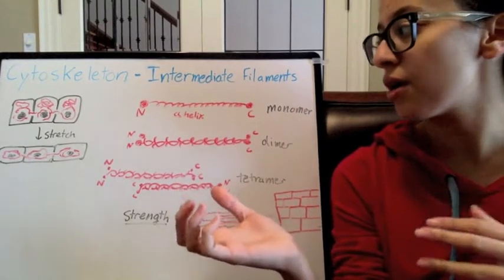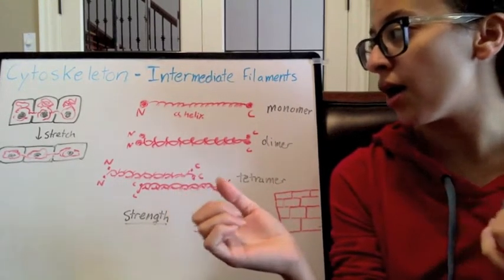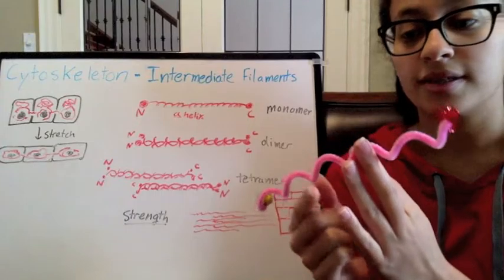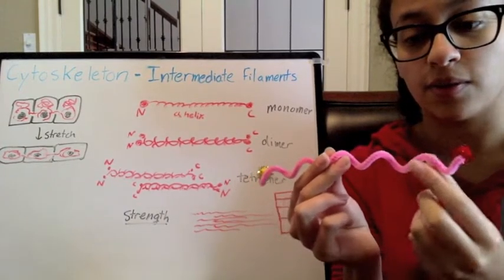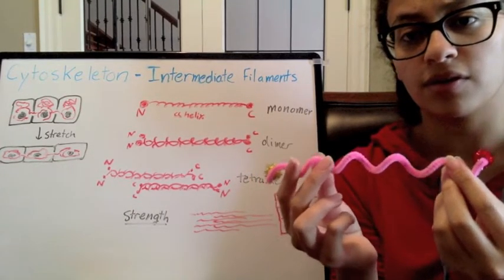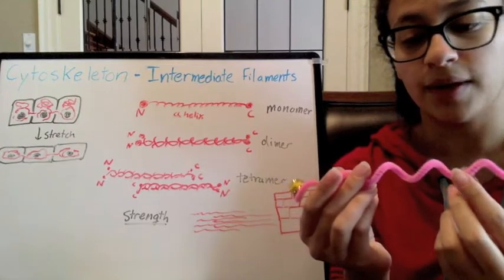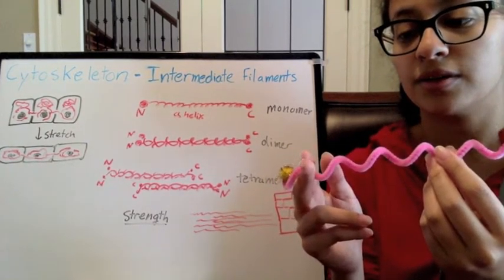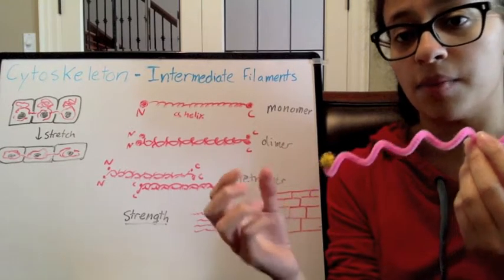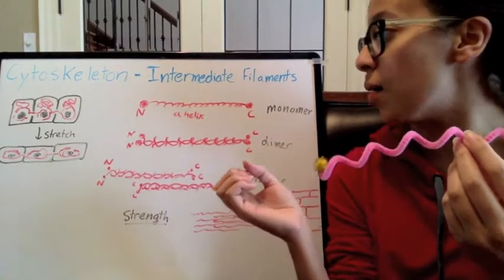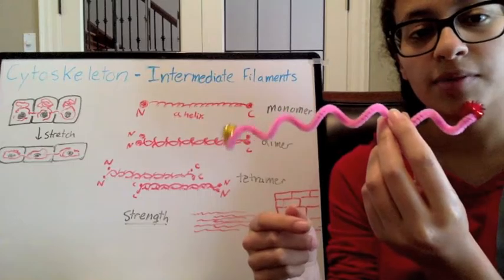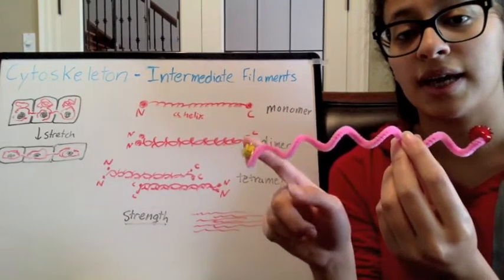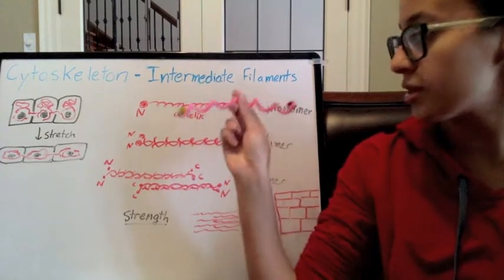Now these filaments, first of all, are monomers. They're made up of this alpha helix. So it's one alpha helix. Usually they're all made up of similar amino acids, and they're usually about the same length. So you usually also end up with the same diameter of your filament. Like any protein, they have a C terminus and an N terminus. So this is the monomer.